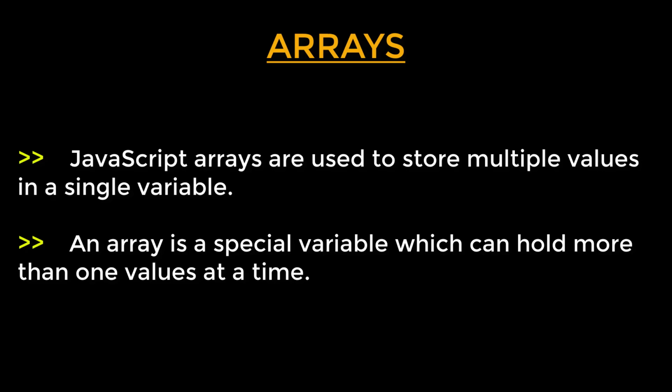Let's first understand what is an array. JavaScript arrays are used to store multiple values in a single variable. An array is a special variable that can hold more than one value at a time. It is very useful to store a list of items in a single variable if you want to perform certain operations on it, like if you want to loop through it or you want to add something to each of the values in the list.